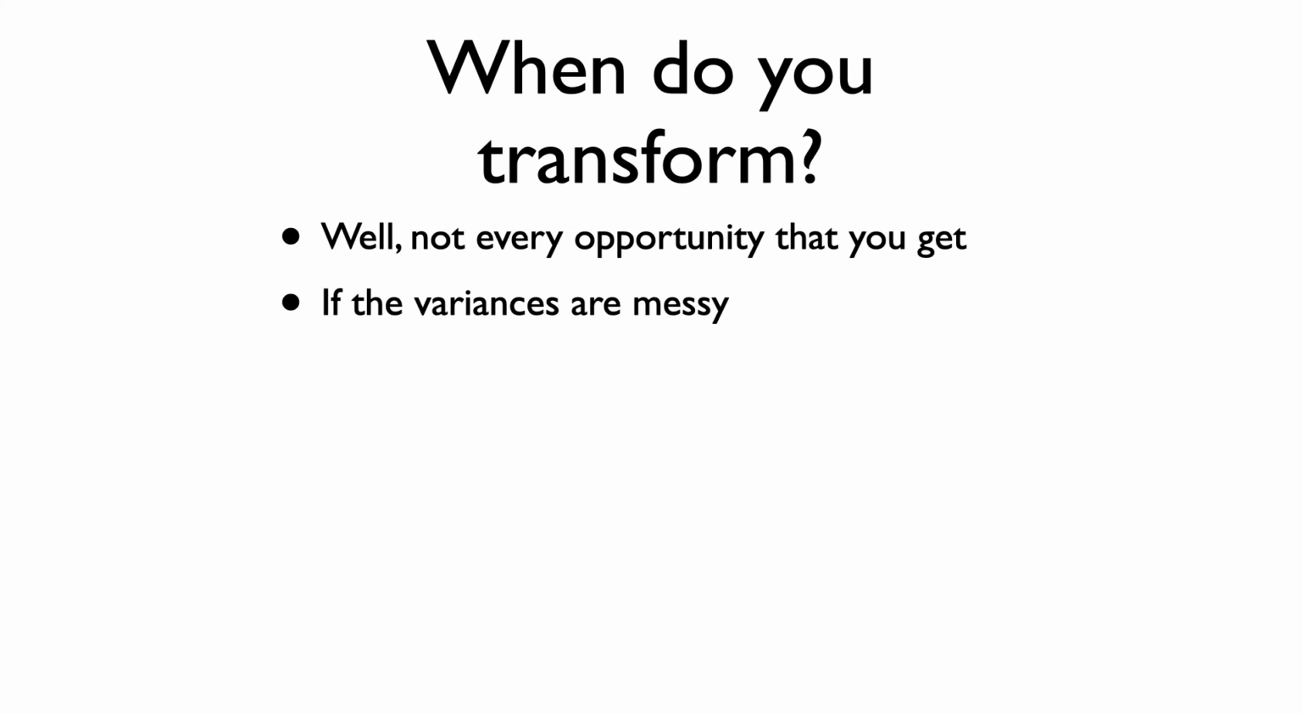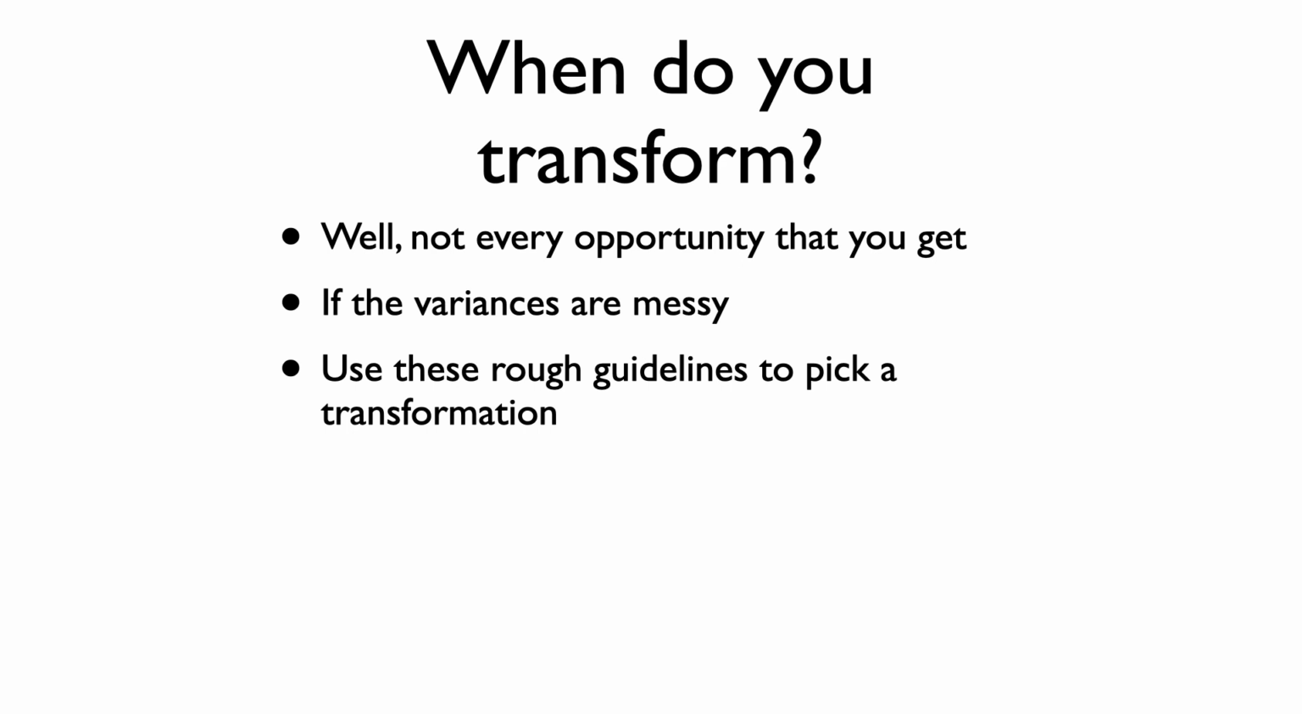A lot of people don't do this and don't think about it. And I've had, again, a number of occasions where I've been a reviewer of an article for a journal, and people run something, they have 3 or 4 experiments and one doesn't work and they're at a loss, and I said, just transform the data, it'll be fine. I'm sure of it. So the variances are messy. Use the guidelines I've given you today and pick the right one and try it. It may very well save a project.